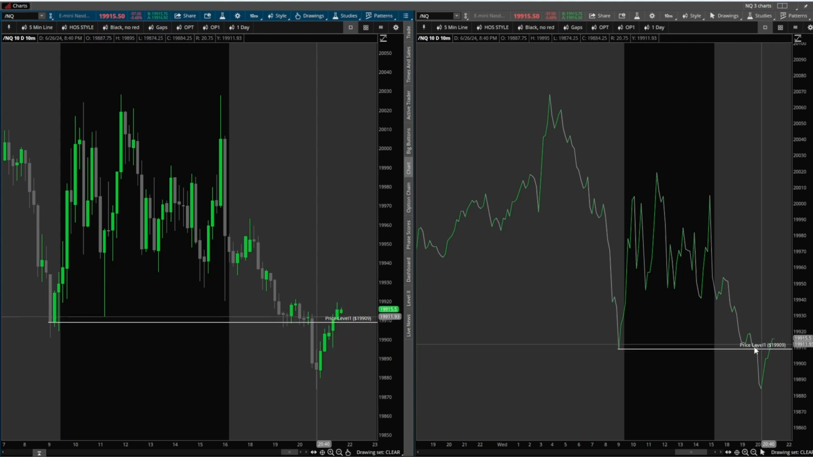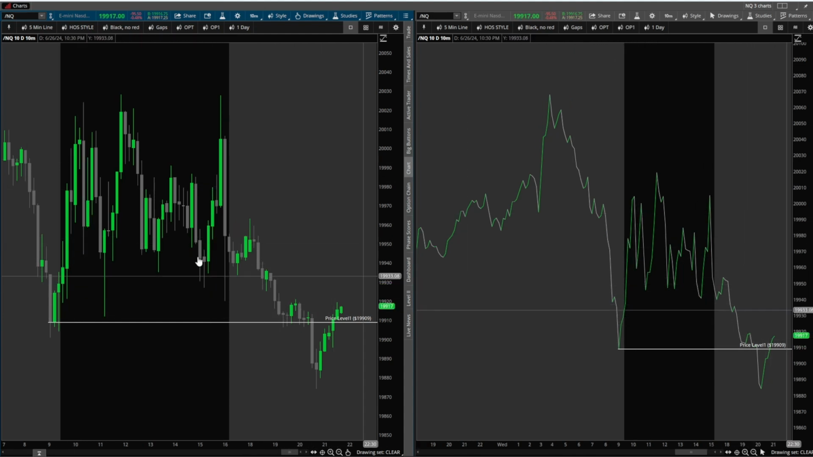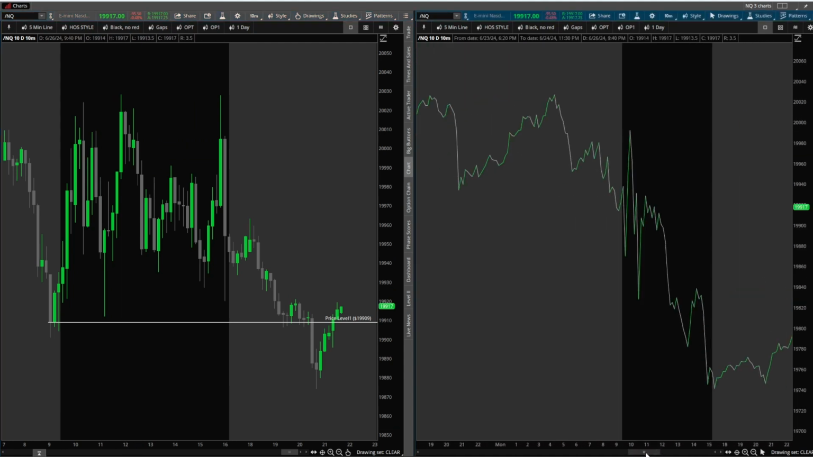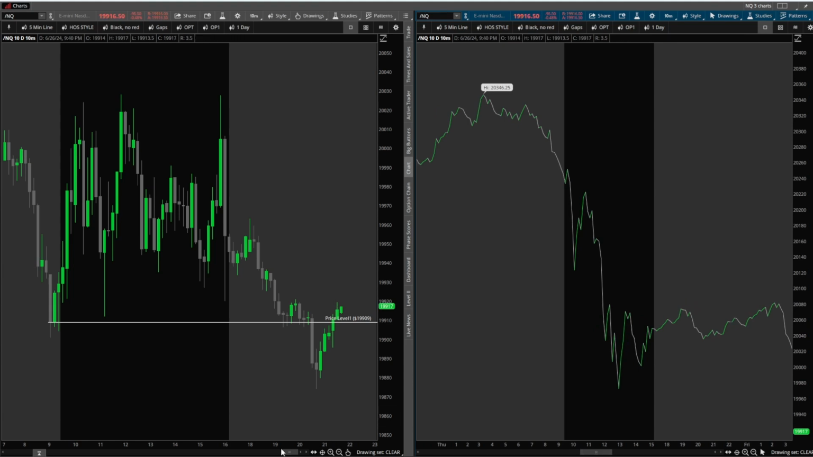19,900 is a whole number century psych level. You're trying to reclaim that, and then you'd have the next push higher need to break this little pivot, and continue to reclaim pivots while probably making a stair step fashion up, right? And the stair steps that you see, sometimes big and sometimes small, are your pullbacks when you have trend or trending days. Good trending day real quick.